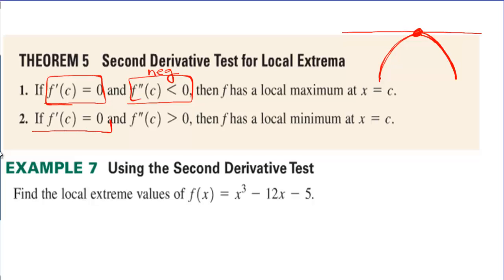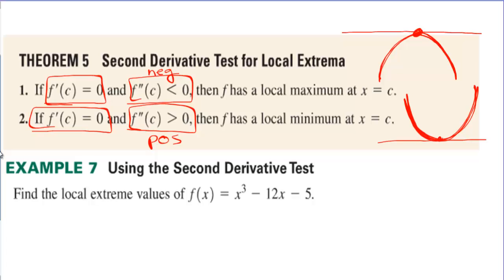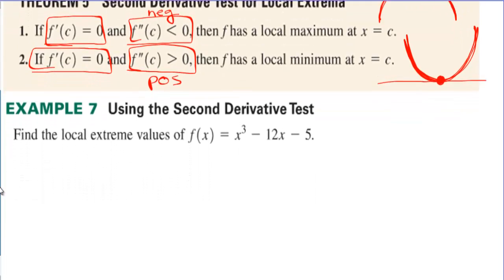Then if the first derivative is 0 and the second derivative is positive, the original graph could look like this. The first derivative here is 0. That means there's a potential min or max. Then if your second derivative is positive at this point, that means it's concave up and you have a local minimum. Example 7, using the second derivative test.